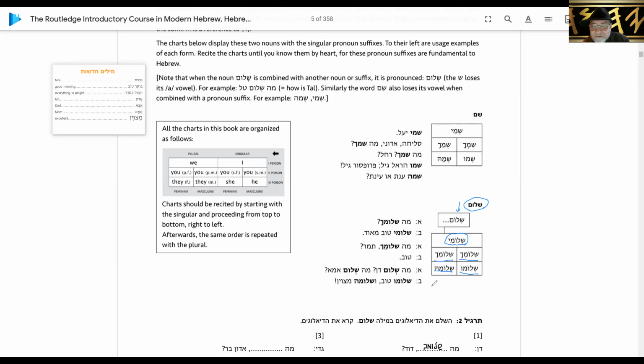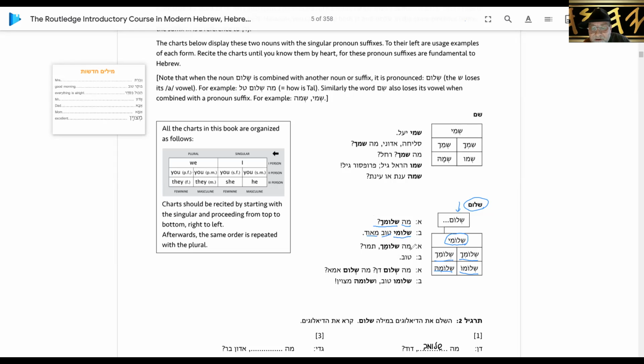Okay, so let's see what we got here. Aleph here says ma shlom ka. Okay, so how are you, or what is your peace? And then bet, here's the Aleph, and then bet is shlomi tov me'od. Okay, so basically it's saying my peace is very good. So I'm doing very well, essentially.